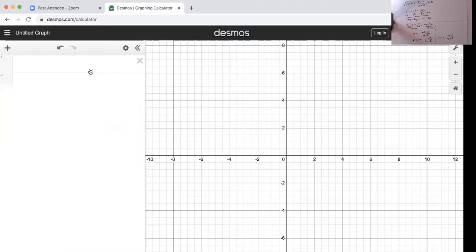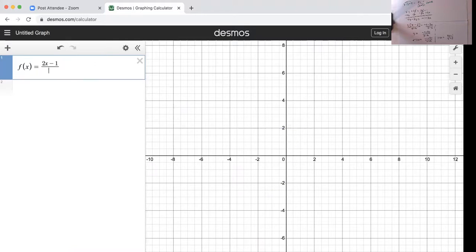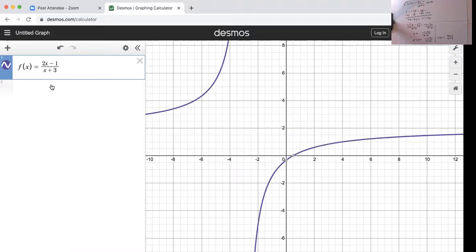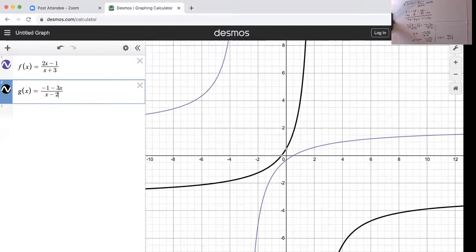So I will put in the original function, which I'll call f of x, equals 2x minus 1 divided by x plus 3. And that is in purple, looks like on my computer here. The function that was f inverse, I'm going to just call g of x to make Desmos happy. We had negative 1 minus 3x divided by x minus 2. And that is in black.